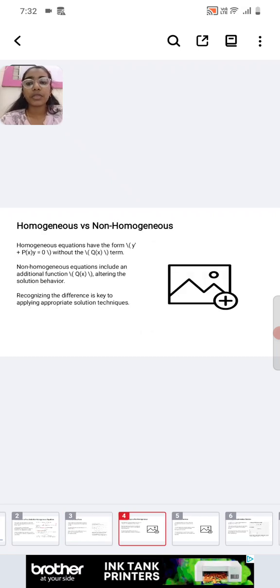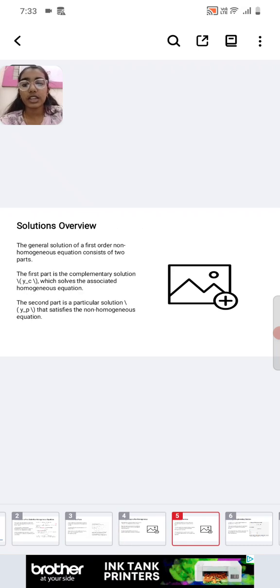Next is homogeneous versus non-homogeneous. Homogeneous equations have the form y' + p(x)y = 0, that is, without the q(x) term. Non-homogeneous equations include an additional function altering the solution behavior. Recognizing the difference is key to applying the appropriate solution techniques.